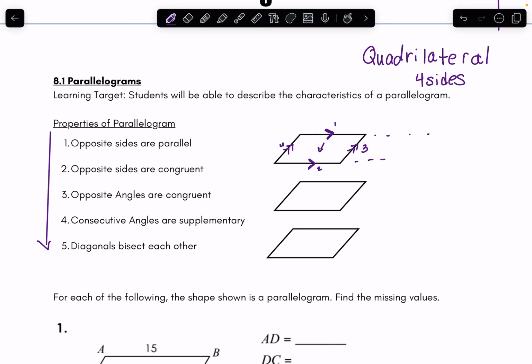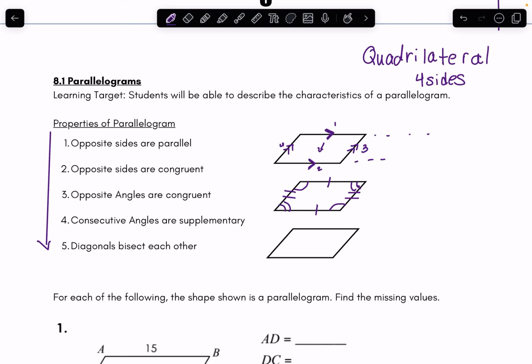The second says that opposite sides are congruent. So very similarly, the sides that are parallel are also congruent. They are equal to each other. And going along with this, opposite angles are also congruent. So angles that are opposite of each other are equal to each other.